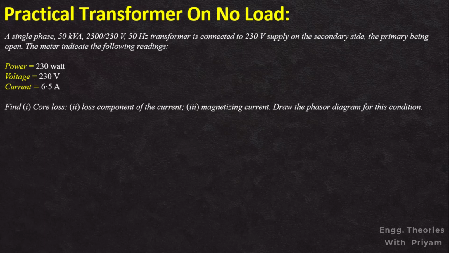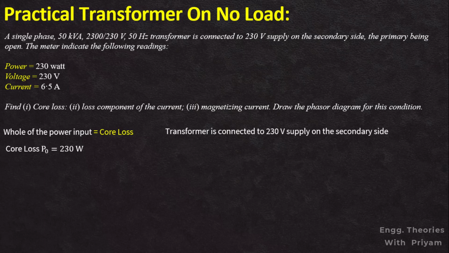And first of all, as the transformer operates in no load condition, the input power is equal to core loss. That's why core loss P naught is equal to 230 watt. A 230 volt supply is given on the secondary side of the transformer, so we can say the supply voltage V1 is equal to 230 volt, and the reading of the current, 6.5 ampere, can be considered as no load current I naught, because the transformer operates on the no load condition.